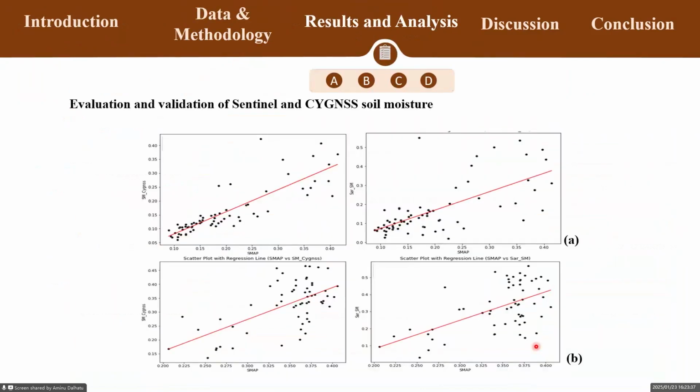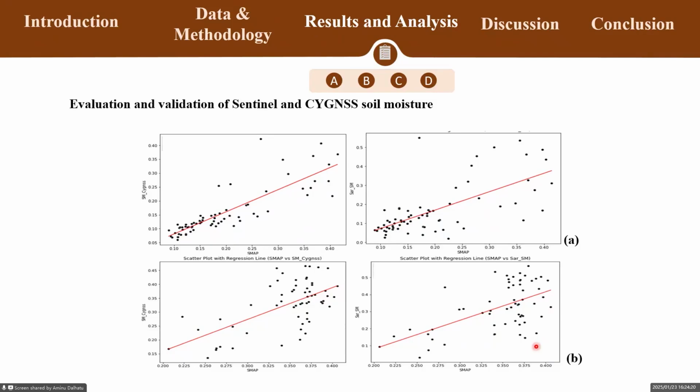Now, the most important part, the results. Now that we have a better understanding of the methodology and the data we took into consideration, let's take a look at the results, starting with the evaluation and validation of Sentinel and SciGNSS soil moisture. This part represents China and the Sentinel represents Africa. These scatter plots are a comparison between GNSS and SAR against soil moisture data, which served as a reference in my case study. In other studies, they take GLDAS as a reference.